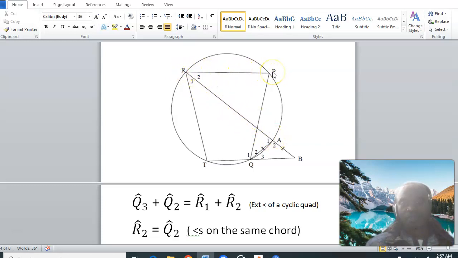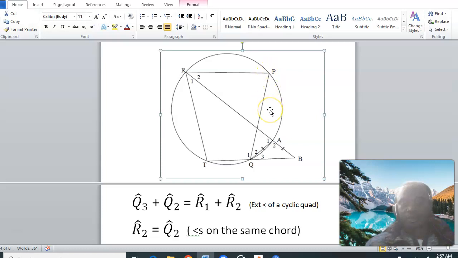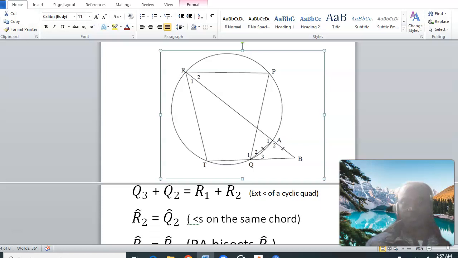Then Q2 is also subtended on this chord, AP. Do you see that? R2 is subtended on this chord AP, then Q2 is also subtended on the same chord AP. You see, so angles in the same chord are equal.